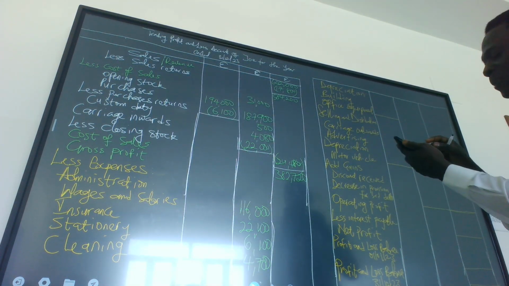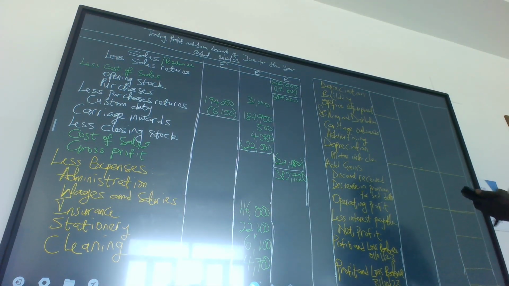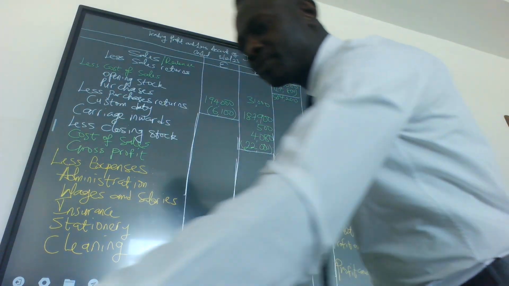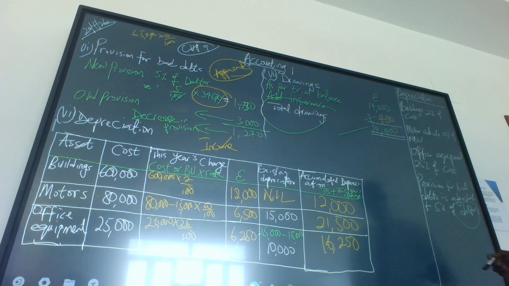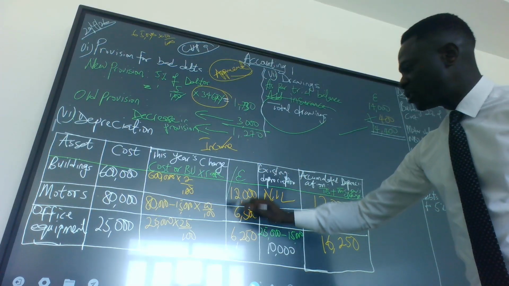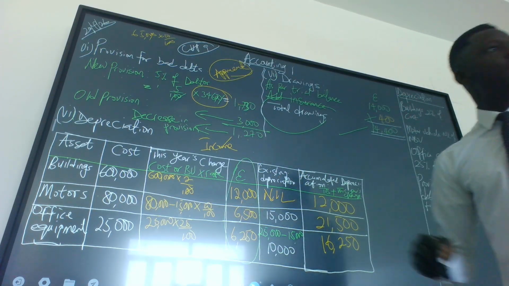Now we move on. Depreciation. We go back to our depreciation. For depreciation, we have all this year's depreciation. These are the depreciation for this year. Do we get that? Add them.